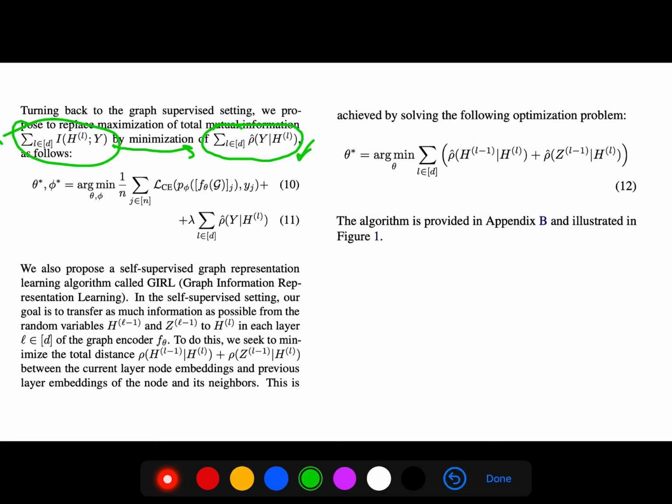And we propose a self-supervised version. In the self-supervised setting, our goal is to transfer as much information as possible from the random variables h and z to the next layer. So we want to minimize the total distance between the current node embedding and the previous one. So it's enough to solve this optimization problem.